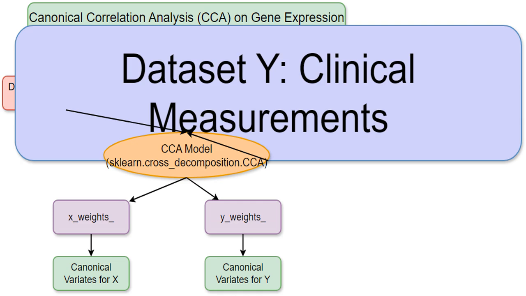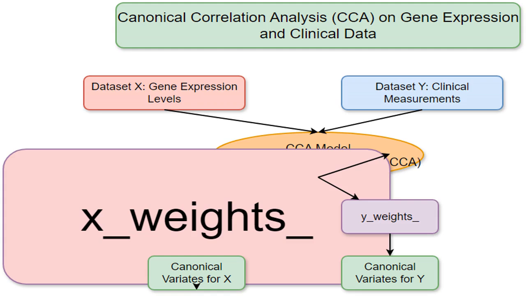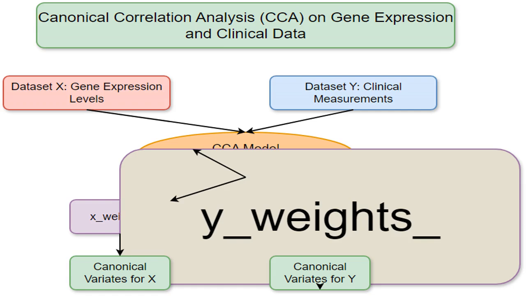Pretty cool, right? This attribute holds the weights applied to each gene expression feature, from dataset X, to get the canonical variates. It shows how much each gene contributes to the combined effect. Think of it as a recipe. Each weight is the amount of an ingredient. Similar to x_weights_, but for dataset Y, clinical measurements. These are weights that determine how much each clinical measurement contributes to the final canonical variates. It's like a different recipe, with the weights as ingredient amounts.